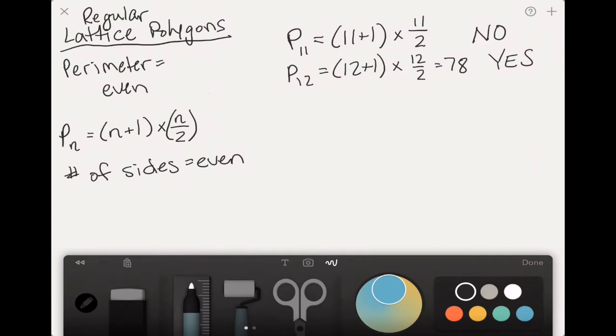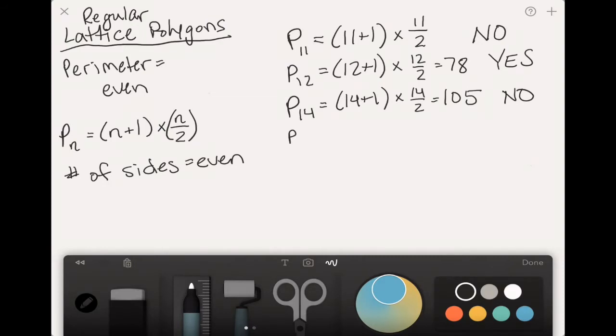So let's try another even polygon. Okay, let's try P14. So we'd have 14 plus 1 times 14 over 2. And that's going to give us 105. 15 times 7. Oh, no. That's an odd perimeter, and that could not give us a regular lattice polygon.